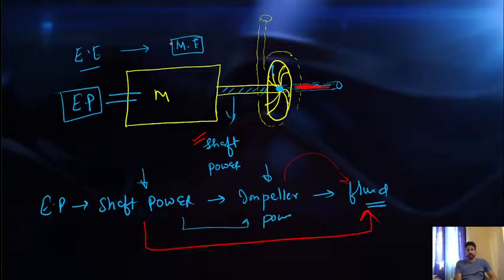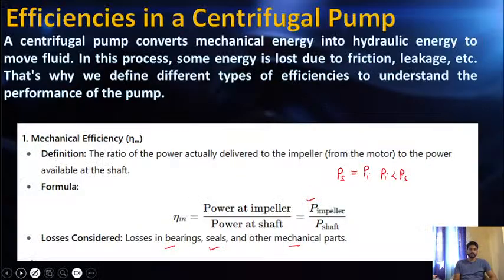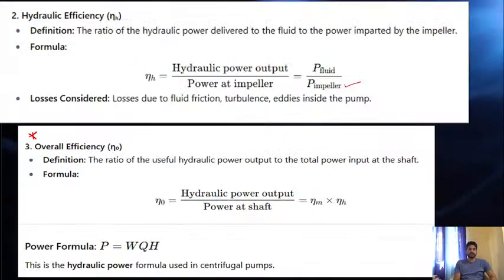So let's suppose this is my total system in which pump and fluid. This is my pump power, this is shaft power, and this is the power which is absorbed by the fluid. So how much power is transferred to the fluid divided by the shaft power? That is my total efficiency, or overall efficiency. So what is my overall efficiency? Overall efficiency is my hydraulic power output divided by the shaft power, and it is basically the multiplication of the mechanical and the hydraulic efficiency.